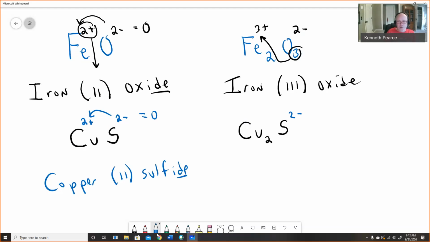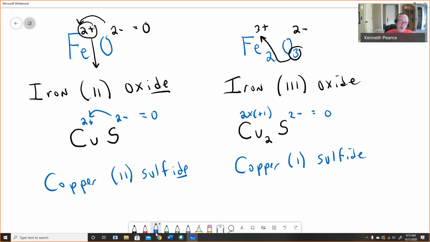Sulfur becomes sulfide. And over here, since we have 2 minus, we would have to have 2 times +1 on the coppers, because the total has to equal 0 for any ionic compound. And so this becomes copper Roman numeral 1 sulfide. And of course, we have things like cuprous and cupric. Don't really worry about those, as those are very old terminology. Generally, you go with the Roman numerals.